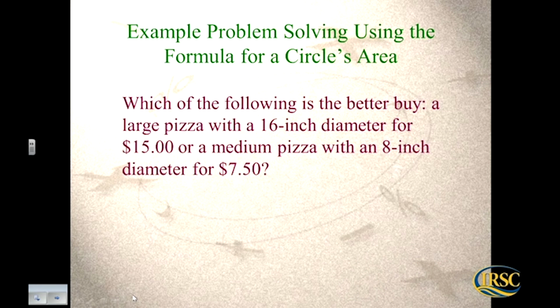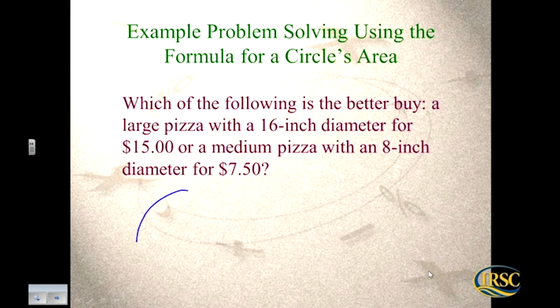Here's an application problem. It says, which of the following is a better buy? A large pizza with a 16-inch diameter for $15, or a medium pizza with an 8-inch diameter for $7.50. So most of the time I bring up this problem, students sort of just glance at it and think, that seems the same to me. But let's go ahead and examine it further to see if it is.